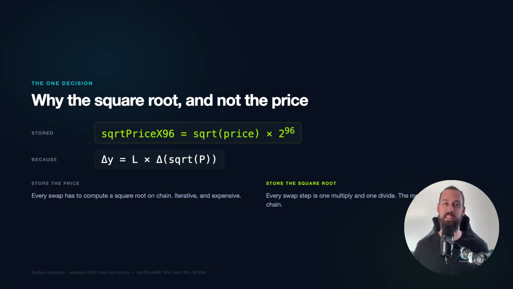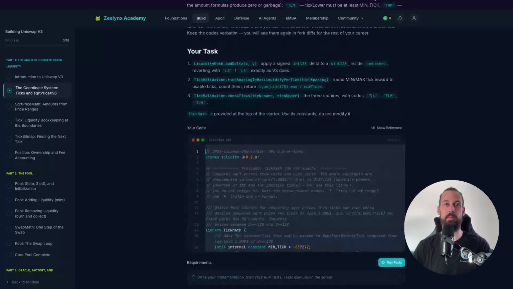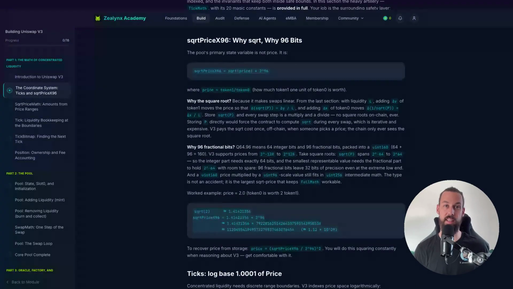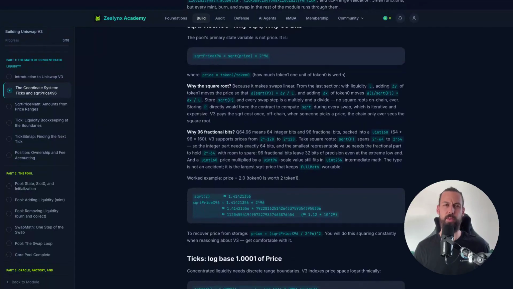Last episode we had a relationship for a swap. With liquidity L, if you add some amount of token 1, the price moves so that the change in the square root of P equals that amount divided by L. Read that again, because it's the whole point. The change in the square root of the price is linear, not the price, the square root.